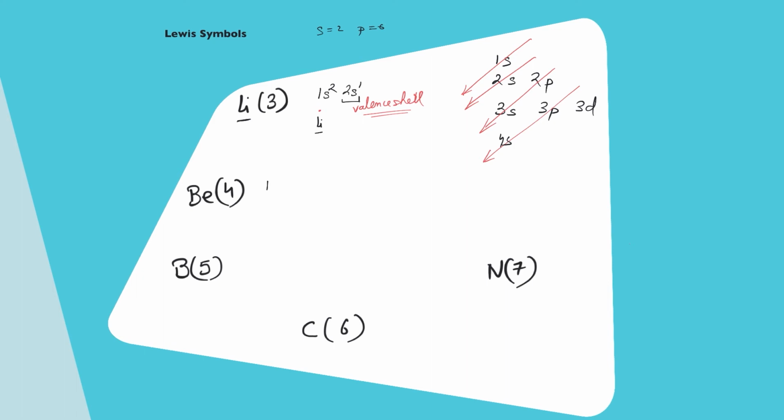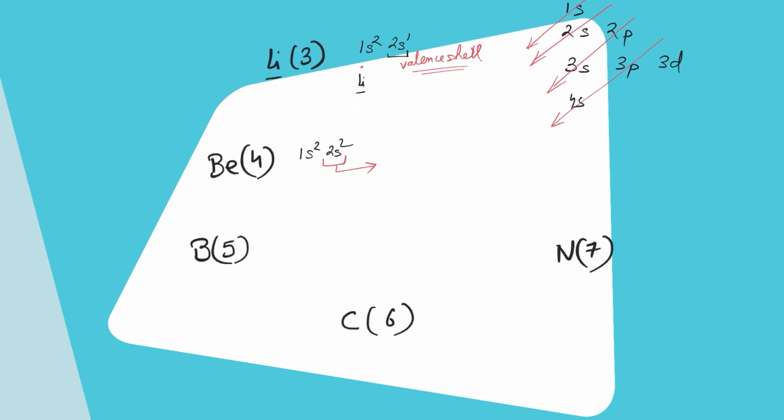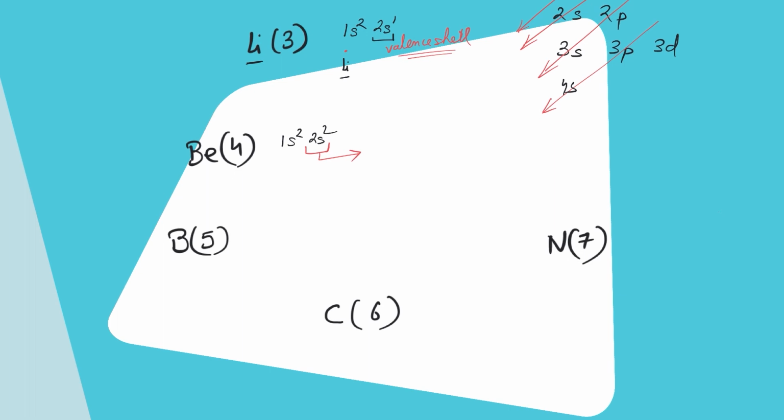Now let us try to do the same for beryllium. Beryllium has 4, so I'll say 1s2, 2s2. So clearly here, this is the valence shell, and hence I would first write the symbol, that is Be, and then add two electrons. Now it's very important here to understand that these two are paired electrons, right? So here the electron in lithium was unpaired. Each s orbital can take two electrons, and if both electrons are present, then it's a paired electron. So I would write it like that.